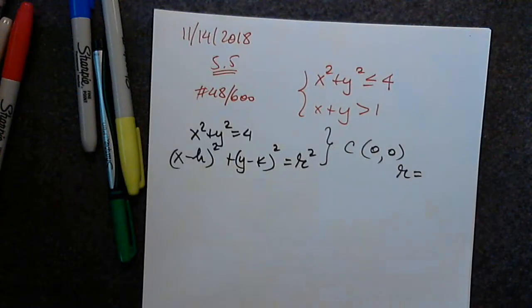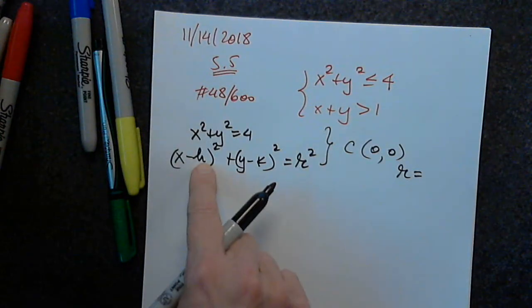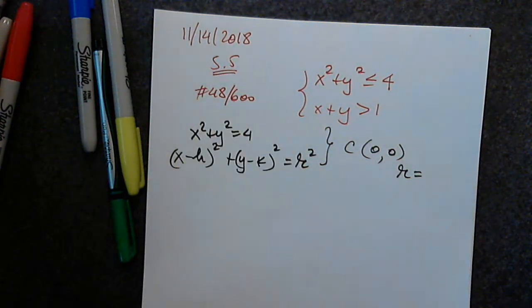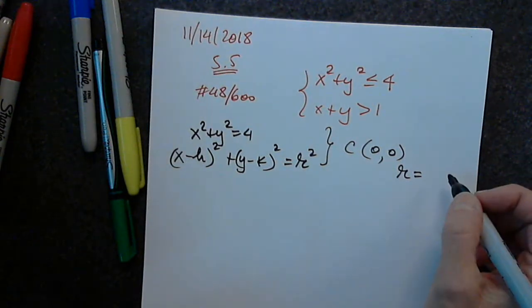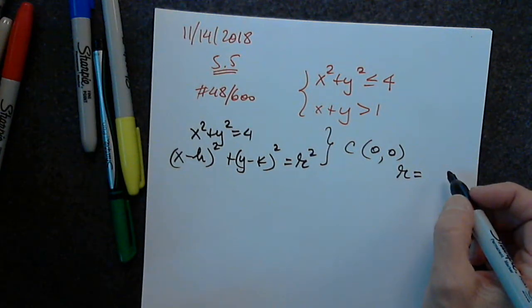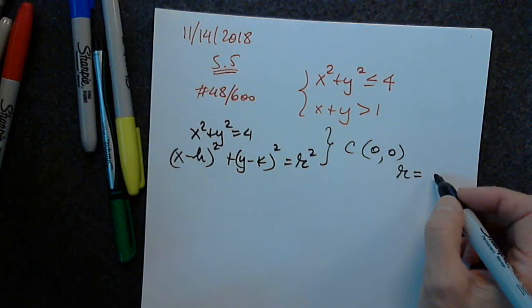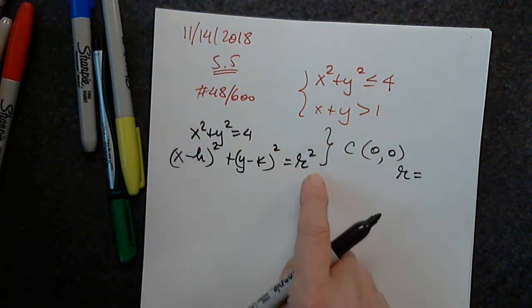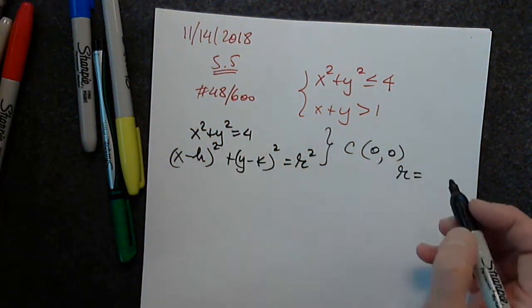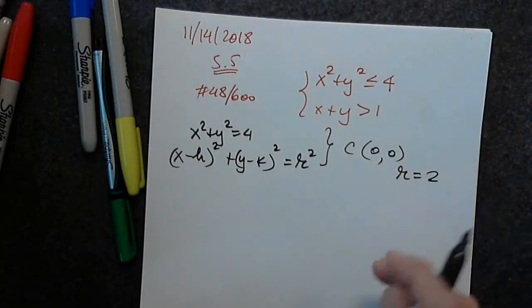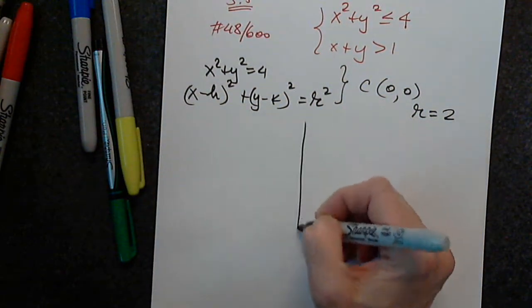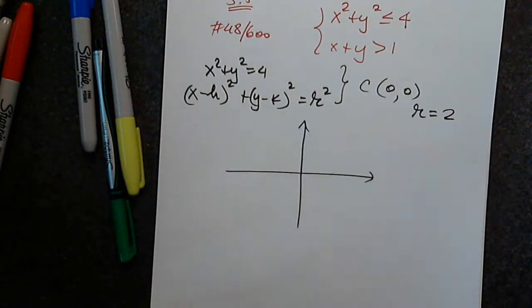Exactly, right? So x minus 0 squared is x squared. And what is the radius? So this is r squared equals 4. So how much is r? 2. Perfect. So let's graph it. Centered at the origin with a radius of 2.